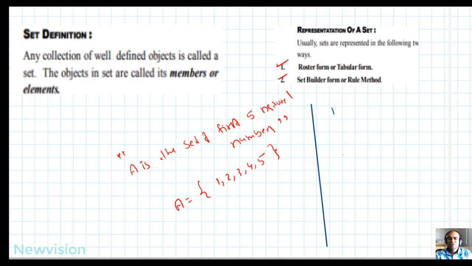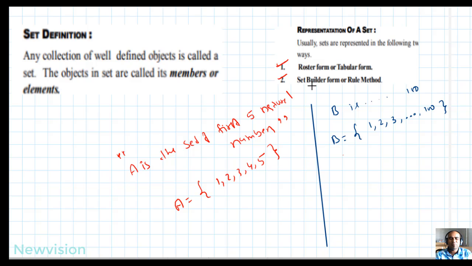B is the set of first 100 natural numbers. How to write it in roster form? B equal to set bracket. We want to write all 100 natural numbers, but we can't write all 100 in our book. So how will we write? 1, comma, 2, comma, 3, comma, three dots, comma, 100. This is called roster form, or sometimes list form. Simply we list all the elements.